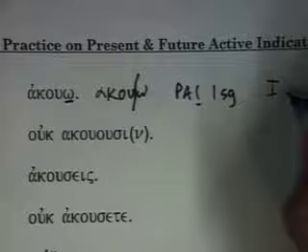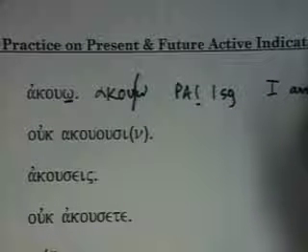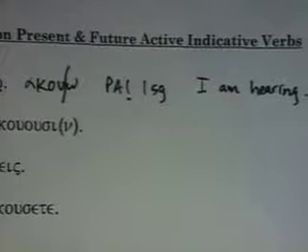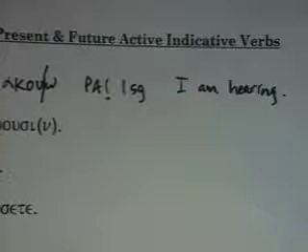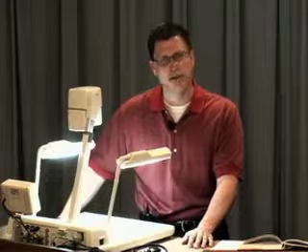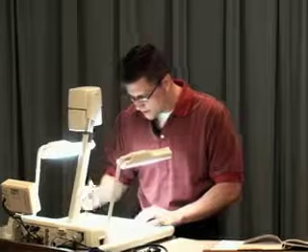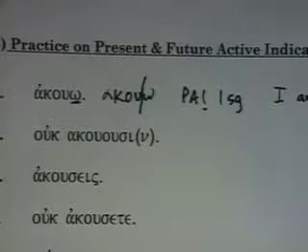Translation, I am hearing. And this is a good one for us to look at, because notice that this particular verb is not really well suited to be translated in a progressive fashion. This is one of those verbs that has a particular lexical force that probably, when we translate it into English, although we would look at its aspect, we would translate it as I hear. I am hearing is a bit awkward. It's because of its lexical nature. All right, so that's the first one. Notice the second one here. Ouk akouousi.